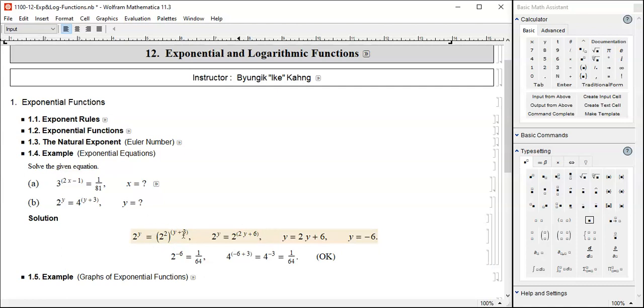See, manipulate the right-hand side and compare. Same base, so you can compare the exponents only. y equals 2y plus 6. That's an easy equation to solve. We get y equals -6. Once you get a solution, make sure you plug it back into the original equation and check. In this case, yes, it checks out. I use all those symbolic expressions, but punching into a calculator is just fine.